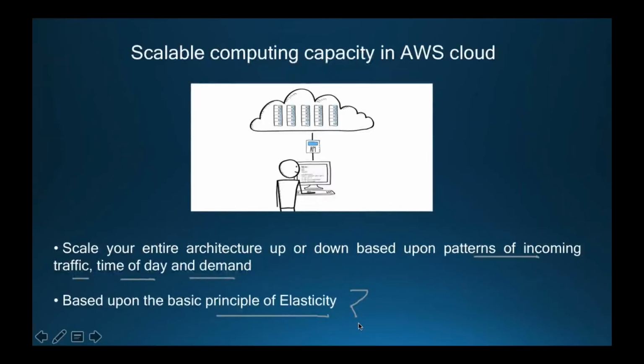Elasticity means that you can grow or shrink your entire architecture based upon the patterns of the incoming traffic, time of day, and demand. I repeat, elasticity means that you can grow or shrink your entire architecture based upon the patterns of the incoming traffic, time of day, and demand. In other words, you can increase or decrease the number of virtual machines in the AWS cloud based upon these three factors.